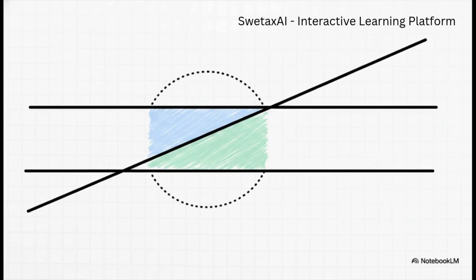But hey, don't forget the co-interior or same-side angles. These guys are trapped on the same side inside the parallel lines. Now they aren't equal, but they add up to our first magic number, 180 degrees. So if one inside angle is 75 degrees, its neighbor right below it on the same side just has to be 105 degrees. They team up to hit that 180 mark.